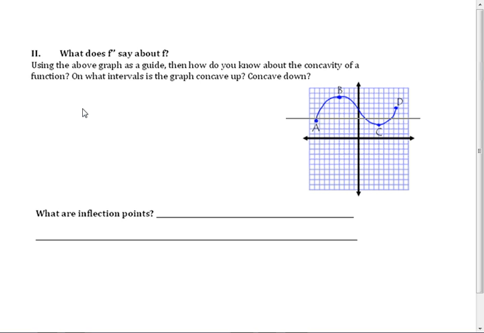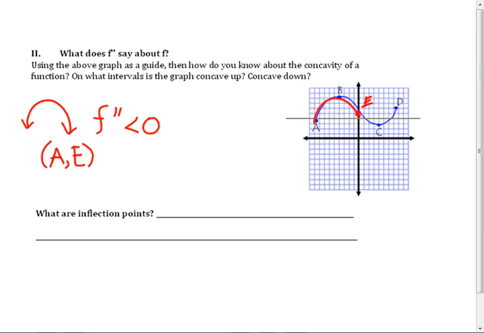Use this graph as a guide. How do you know about the concavity? Now, this is concave down until I get to here. So we just call it E. Concave down. What's true about the second derivative? And that's the interval, and it's always open. F double prime is less than 0.